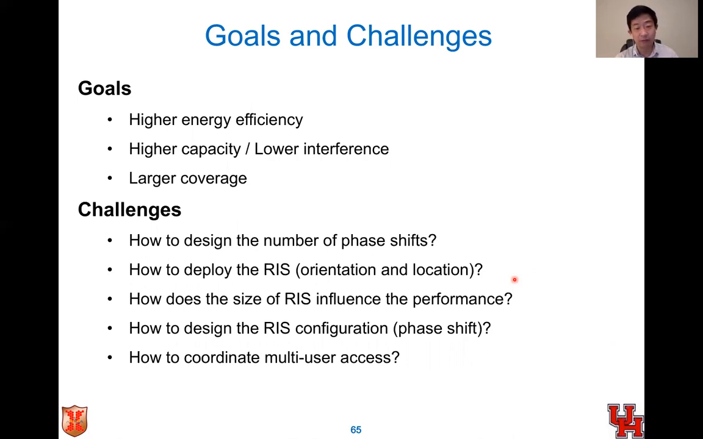And the challenge is how to design the number of phase shift and how many bits are needed, and how to deploy the RIS, this kind of orientation and the location. What is the size of RIS influence the performance? How big you need? And how to design RIS configuration, like the phase shift, how can you do an efficient algorithm to change it? And also, how can you coordinate multiple user access? Sometimes you have this kind of RIS good for one user, but you point to that direction, cause the interference along the way, then what do you need to do?